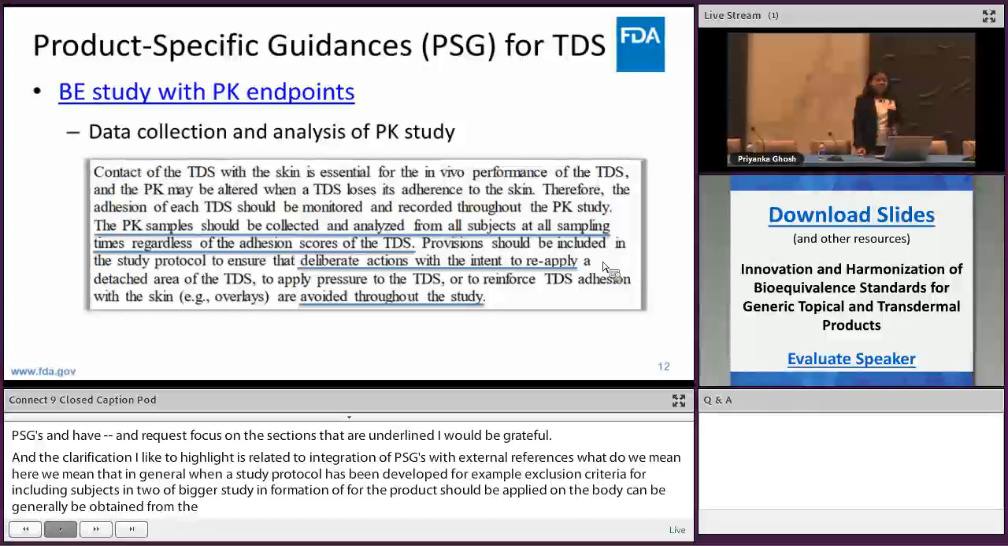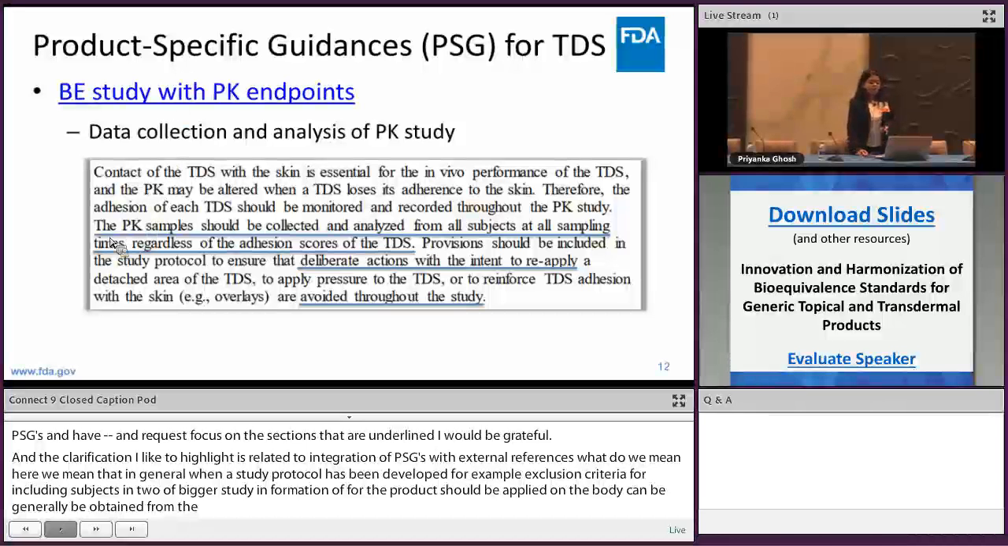The second clarification is related to data collection and analysis of the data for the PK study. The clarification here is we observed a trend where in the past, protocols had criteria where if the adhesion score reached, say, for example, a value of 2 for a specific subject in a specific arm of the study, the sampling protocol or the blood samples that were being obtained from the subject were immediately suspended.